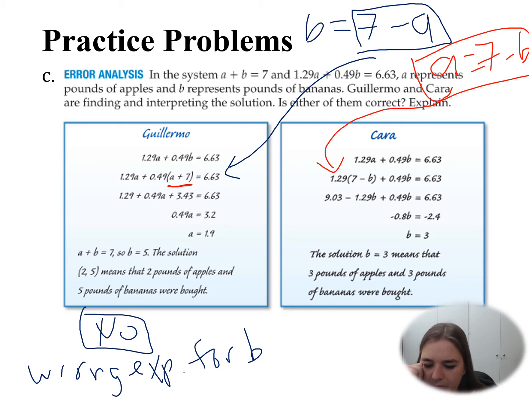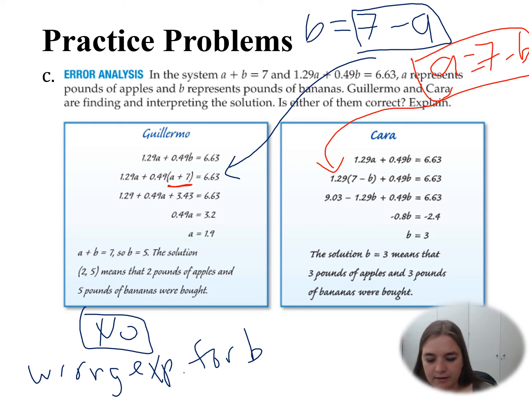Next step, she distributed to get rid of those parentheses, and we get 1.29 times 7 is 9.03. Let's check and make sure. We have 1.29 times 7, and we get 9.03. That's correct. Minus 1.29b plus 0.49b equals 6.63. I like it. Now it looks like she combined two steps here. She put her like terms together, so we had a negative 1.29 and a 0.49. And we should get negative 0.8b.